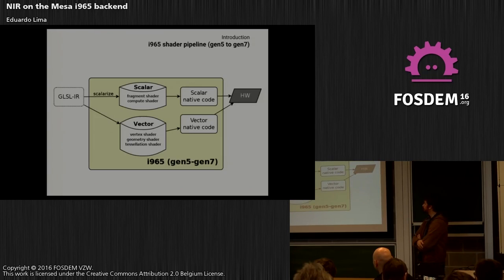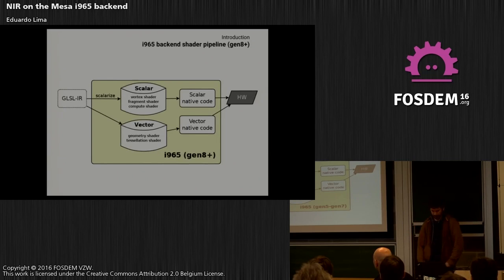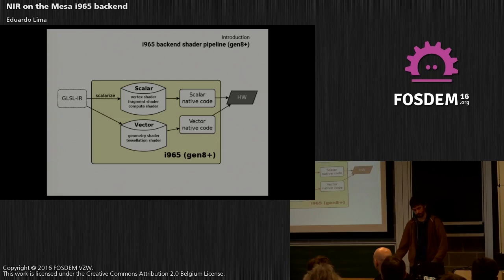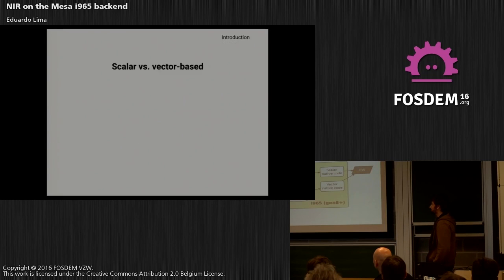In the case of the i965, we have two types of transformations. One is scalar, and the other one is non-scalar, or vector-based. GLSL IR is the output of the Mesa layer, the front end. It's what enters the backend of the driver, and then it is transformed either to scalar native code or vector-based native code, depending on the type of shader that we're talking about. This is for generations 5 to 7. After generation 7, so 8 onwards, we move the vector shader to scalar.